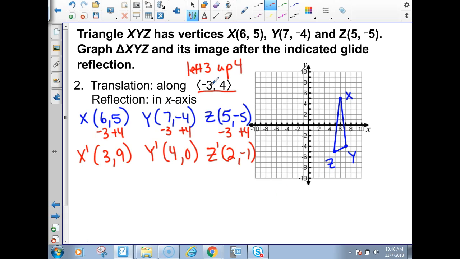Now, if you prefer to physically just go find x and then start moving it, left 1, 2, 3, up 1, 2, 3, 4, you should find yourself at 3, 9, just what we wrote down. Okay, and then label it x prime. Z left 3, up 1, 2, 3, 4. You're at 2, negative 1, which is where our point says it should be. And 4, 0 is on the x-axis, and that's your y prime.